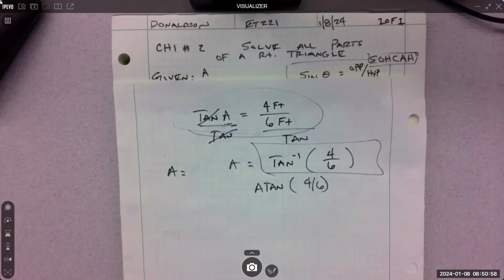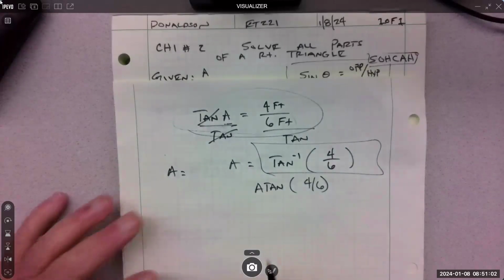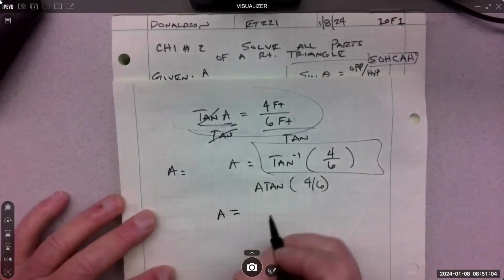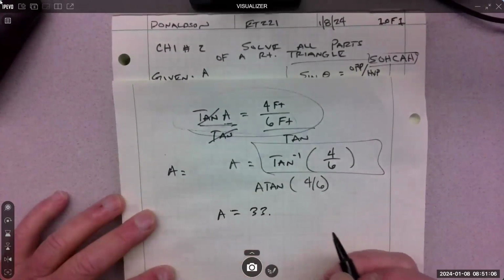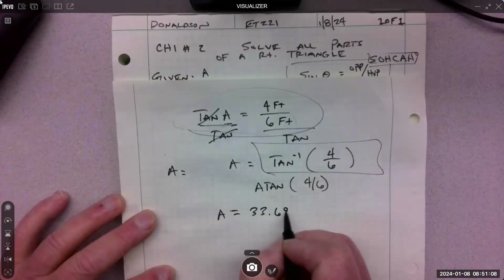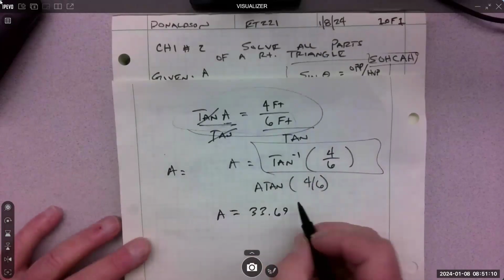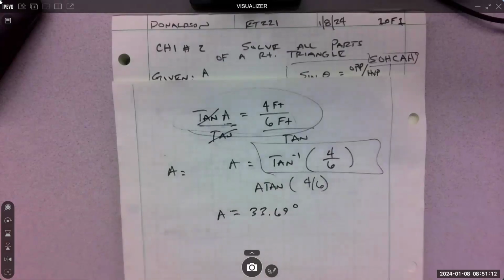Good. All right, what do we get for a number? 33.6. A equals 33.69 degrees, thank you.